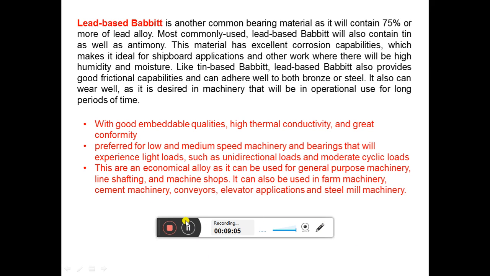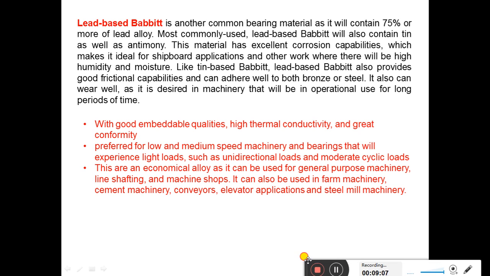So the next one is lead based babbitt. It is also a babbitt because it was also discovered by Isaac Babbitt. That's why it is called a babbitt. It is the second type, the lead based babbitt. It is another common bearing material, as it contains 75% or more lead alloy. So this material is purely a lead based alloy.